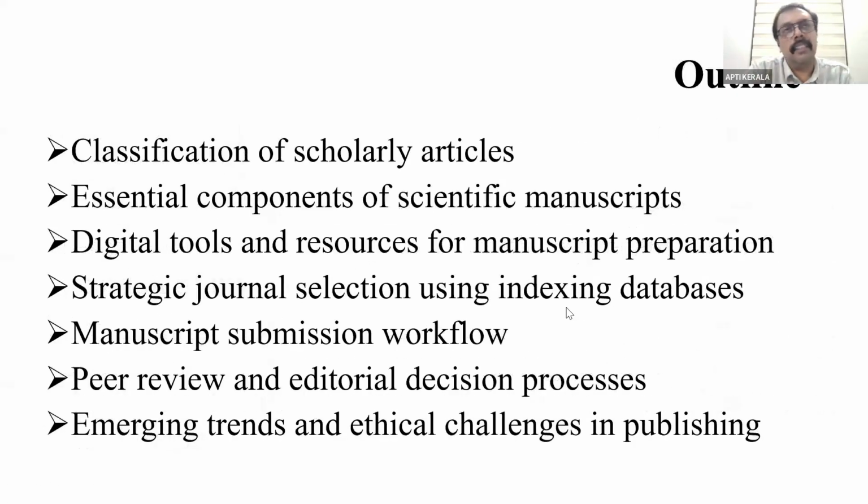In this session, I will be dealing with seven categories. The first part is the classification of scholarly articles. Second is its essential components. Third, the digital tools and resources for preparing it. Fourth, the strategy for journal selection. Then the workflow, then how the peer review and editorial decision process works, and then the major challenges we are facing nowadays. All these things will be discussed today.